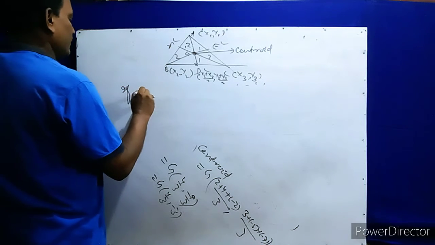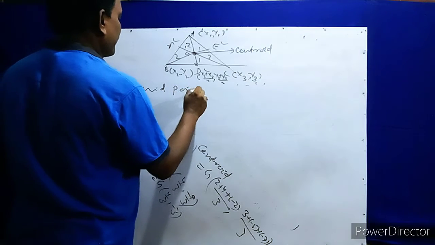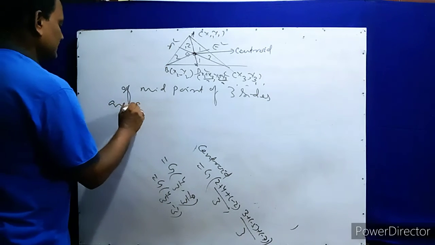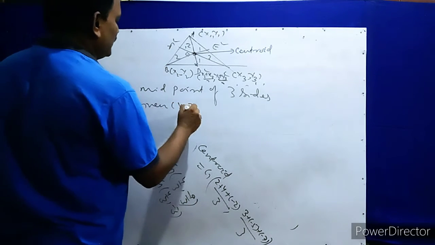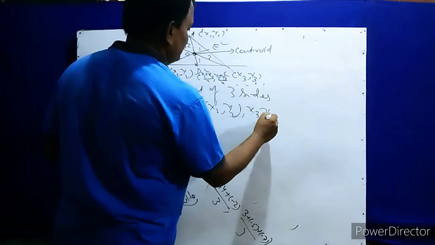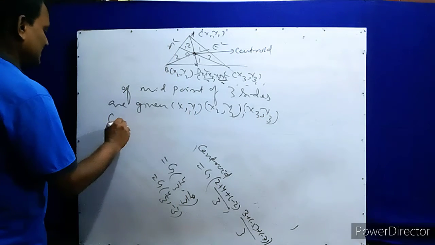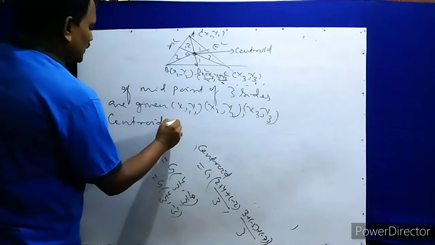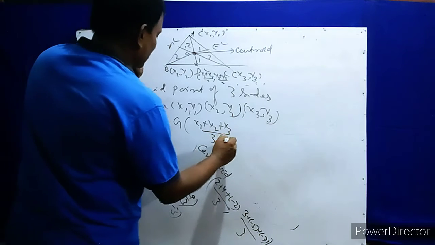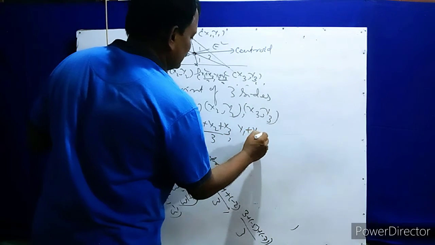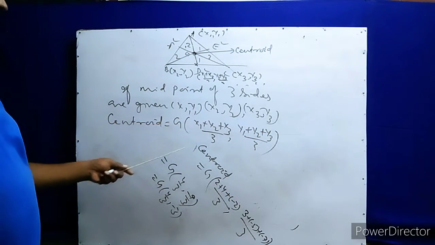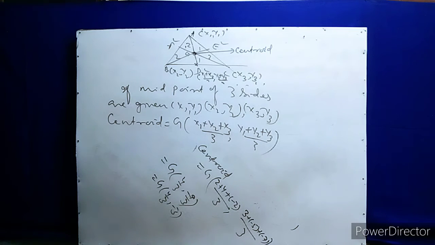If the midpoints of 3 sides are given, x1 by 1, x2 by 2, and x3 by 3, then the centroid also applies the same formula. For finding the centroid, G equal to again x1 plus x2 plus x3 by 3 and y1 plus y2 plus y3 by 3. Here also you apply the same formula. Add these 3 values and divide by 3, then we will get the centroid value.